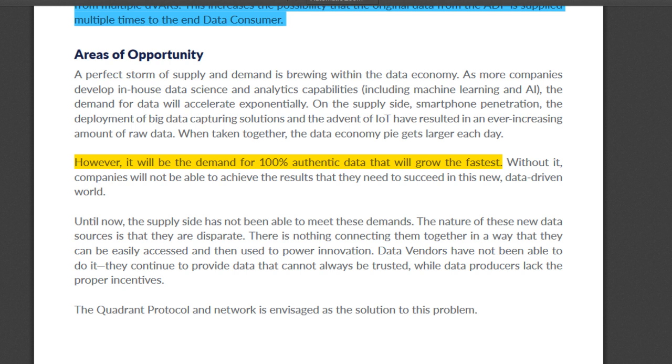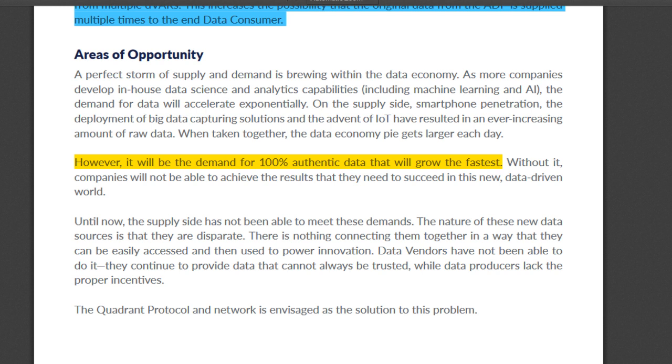The real question is how much of that raw data is useful for what you really need to know. Like, do we really need to know how many cups of coffee we drink on our internet-enabled coffee machine? When taken together, though, the data economy pie gets larger every day. So the demand for 100% authentic data is going to be what grows the fastest, though, because not everybody is just going to go out and grab as much as they can grab. People need to get stuff that's specific to what they're working on and know that it's correct and true data.